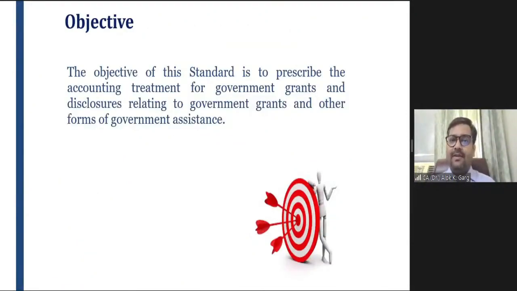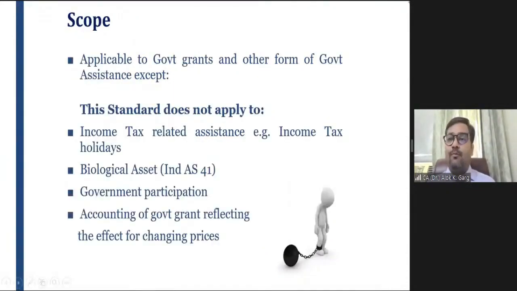The objective we have discussed. The objective is to provide accounting requirements for government grants and disclosure relating to government assistance. Now coming to the scope part, very important guys, scope part. So this government grant, as the name suggests.